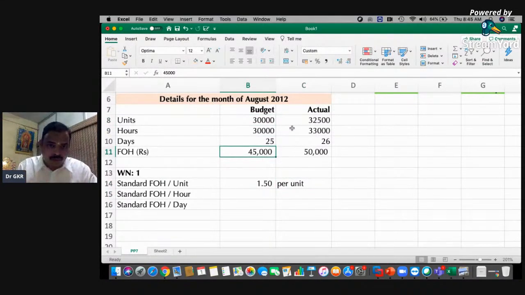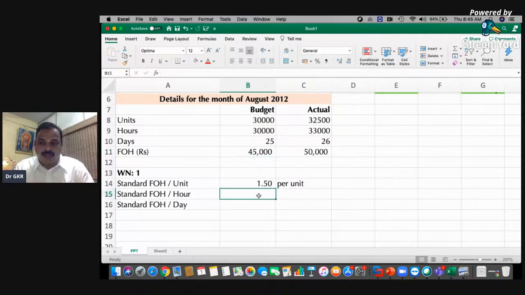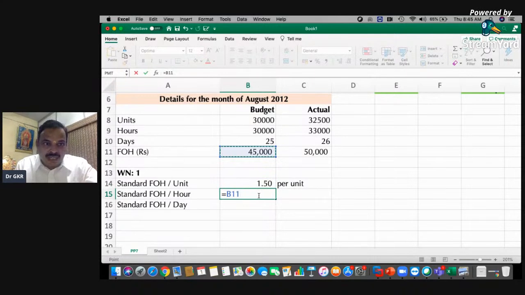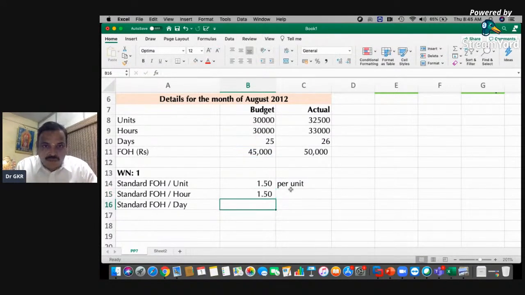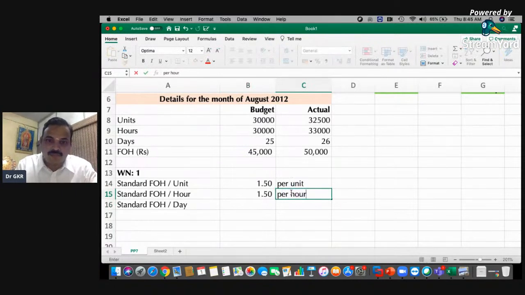So don't go to actual. Analyze only budget. Remember, budget is for a period. Standard is for a unit. So if you want budget from standard, you multiply, you will get budget. If you want standard from budget, you divide, you will get standard. So what I am doing is only division. So what is fixed overhead per hour? How many hours in a month? In a month, it is 30,000 hours. For 30,000 hours, it is 45,000 rupees. So therefore, it is again 1.5 rupees per hour.